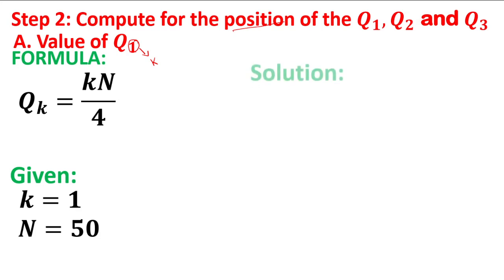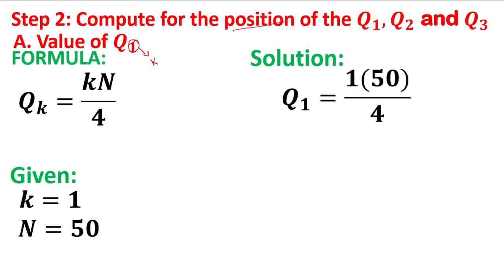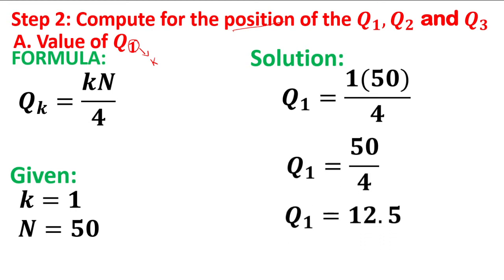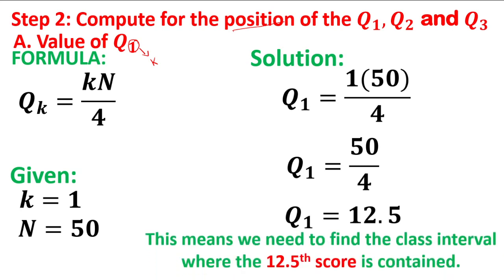Okay? Now, substituting it inside the formula, the first quartile is equal to 1 times 50 over 4. And 1 times 50 is just simply 50. So, 50 divided by 4 is equal to 12.5. That means we need to find the class interval where the 12.5th score is contained. That is what it means. Okay? To find the value of the first quartile, find the position first. Now, the position of the first quartile is at the 12.5th position.